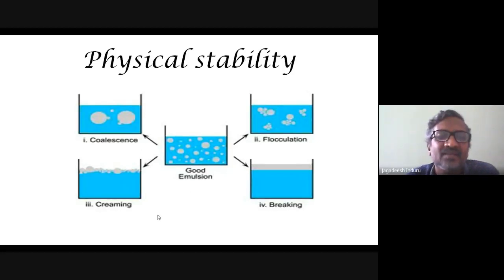In creaming, because of the density differences, they will be either settling or going up, depending upon whether it is oil in water or water in oil emulsion. In oil in water emulsion, they tend to float. In water in oil emulsion, they tend to settle in the creaming.